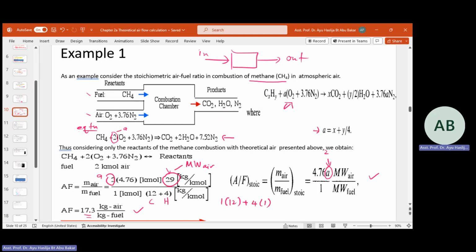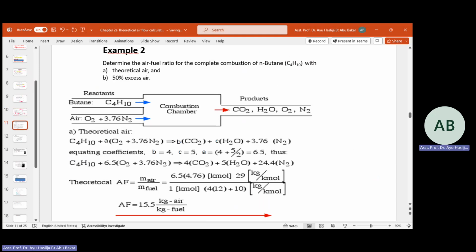Okay, so that means for the design of your compressor to supply the air, it must meet this minimum. Usually kalau design, you will have a plus minus. Now example 2. This one, the fuel is N-butane, C4H10.